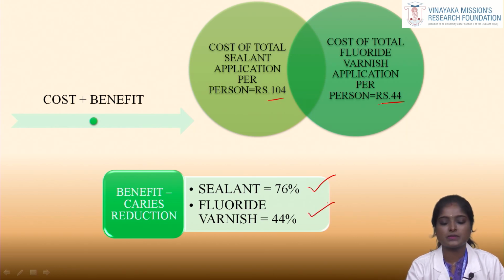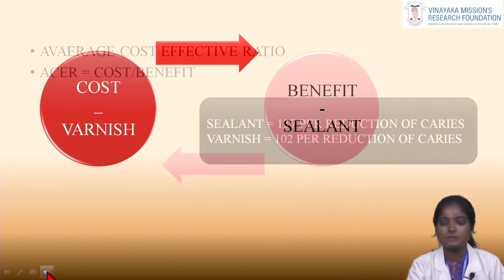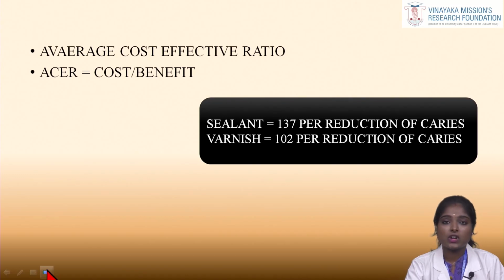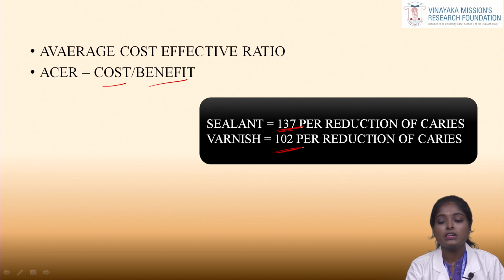How will we find which is effective? We have to take into account both cost and benefit here. For which we will find out the average cost effective ratio. Average cost effective ratio is the ratio between the cost and benefit. So this shows that sealant costs $137 per reduction of caries, while for varnish only $1 or $2 is spent for the reduction of caries. So definitely varnish will be more effective than the sealant.